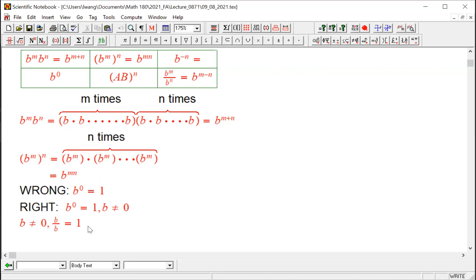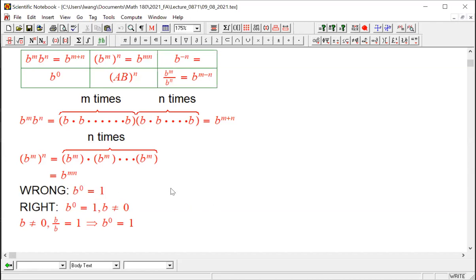Because of this, we have b raised to the power 0, which, applying this property here, equals 1. That's why this is right and this is wrong.